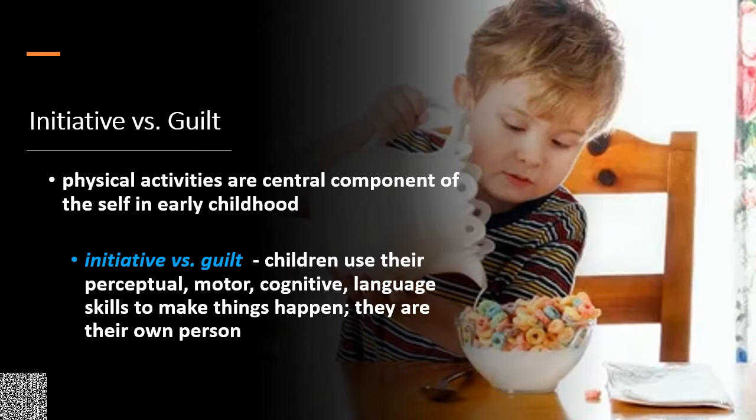And a big piece of this is physical. So it's interesting, right? Because the slide says physical activities are a central component of the self in early childhood. So who they think of themselves as is deeply tied to what they see as their ability to perform tasks and their ability to influence the world.